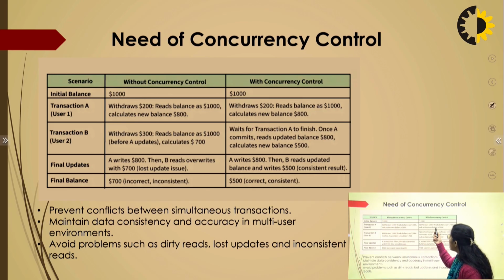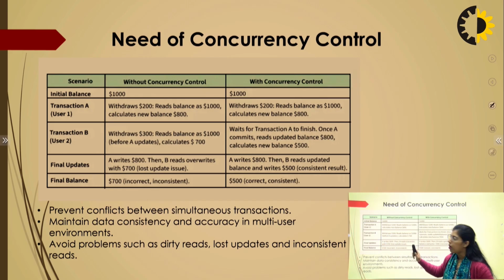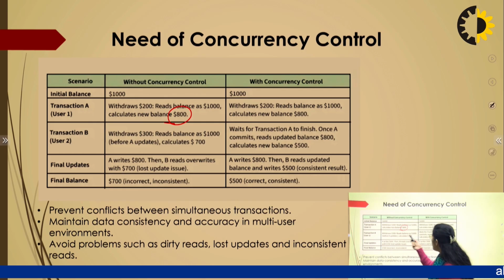Here we have without concurrency control, and here we have concurrency control. In this case, the first step will be the same. When the second transaction arrives, it withdraws $300. It again reads $1,000 because this $800 is still not updated in the database. So it reads the balance as still $1,000 and deducts $300 from it, and now the available balance will be $700 for this particular scenario.